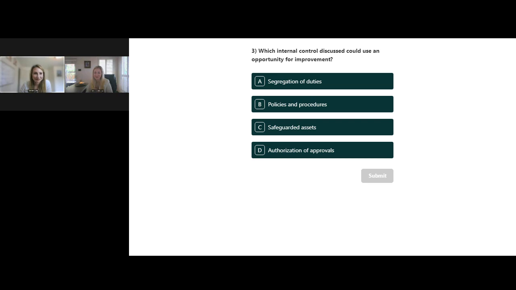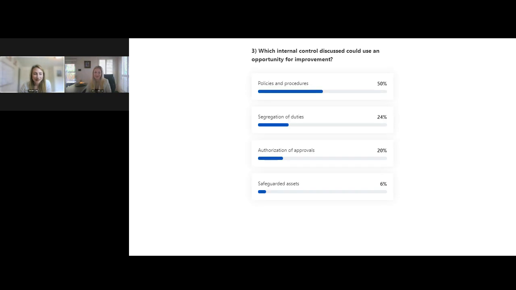Okay. All right. Looks like about half folks agree with you. We've got 50% saying policies and procedures, as well as segregation of duties and authorizations. Very cool.